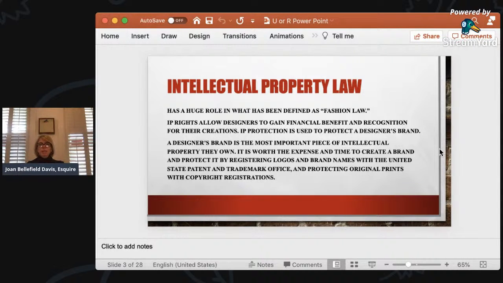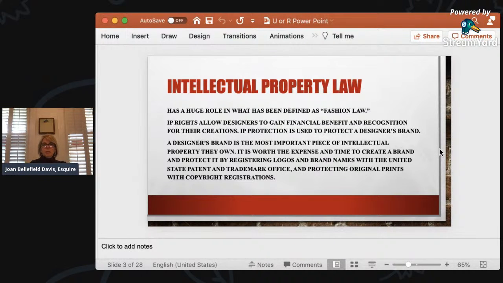So intellectual property consists of trademarks, copyrights, design patents. We also get into trade dress, which is a lot like trademarks, except it has to do with colors and not exactly the words or logo mark. So I'm going to explain all of that to you today. And then I think we're going to take questions after we hear the other guest speaker.